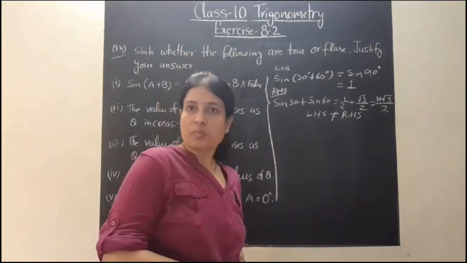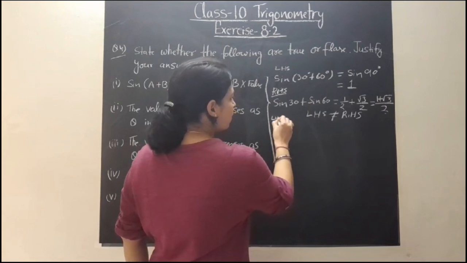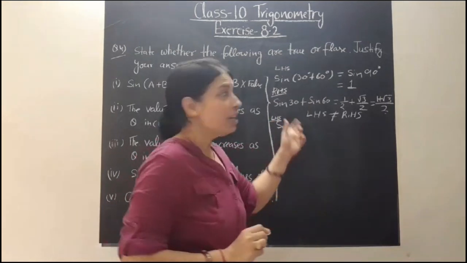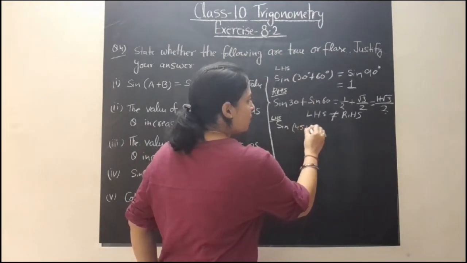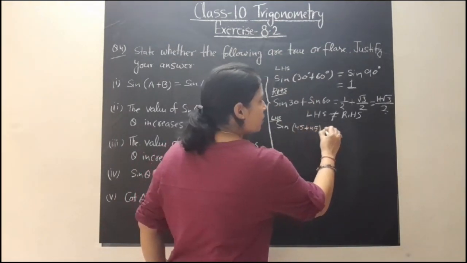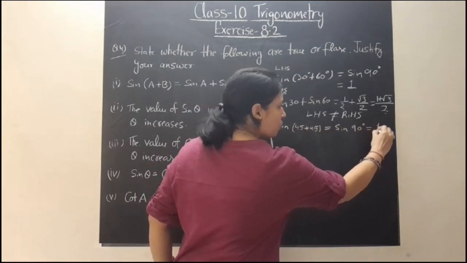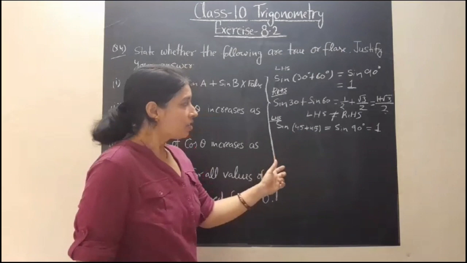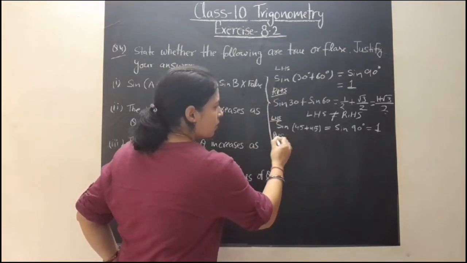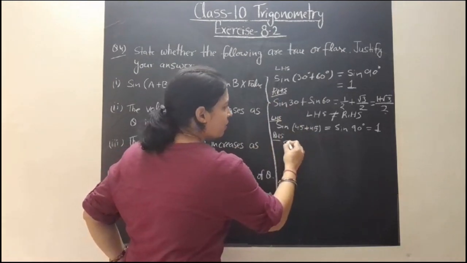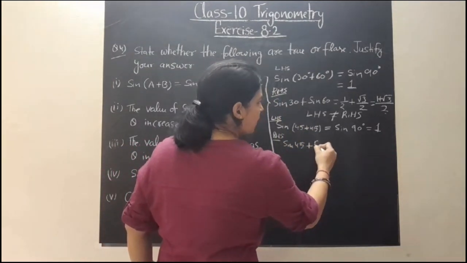If you want, you can take another angle and check it. Suppose I have taken 45 degree. So LHS will be what? If I am taking 45 degree, LHS will be sin of 45 degree plus 45 degree. So this is also sin 90. Sin 90 is equal to 1. And then RHS will be what? RHS will be sin 45 degree plus again sin 45 degree.